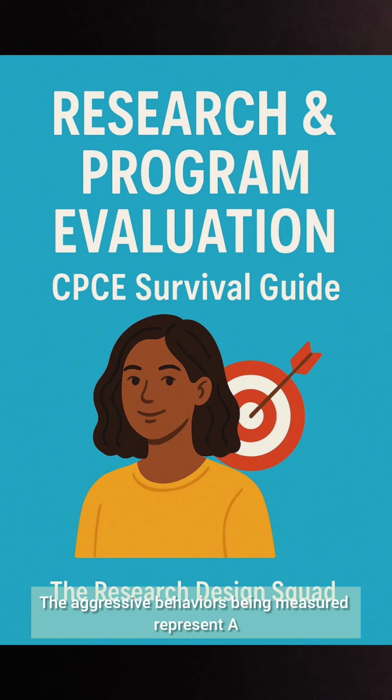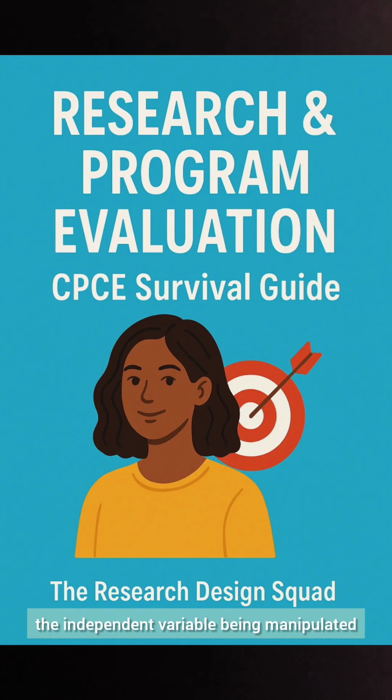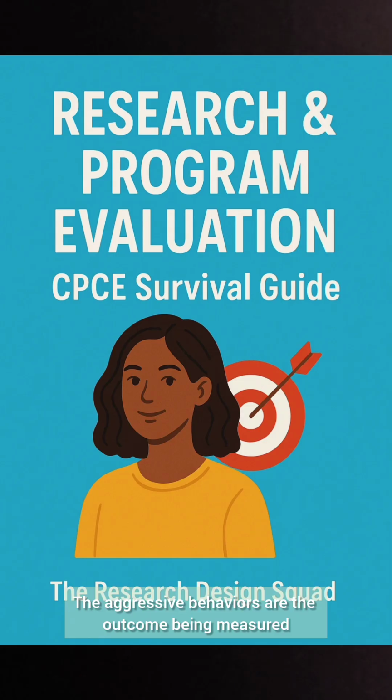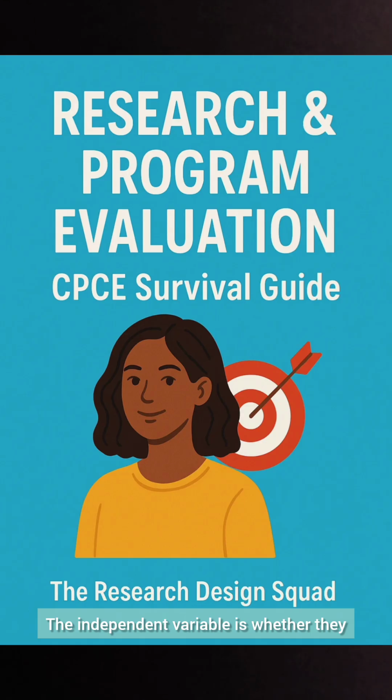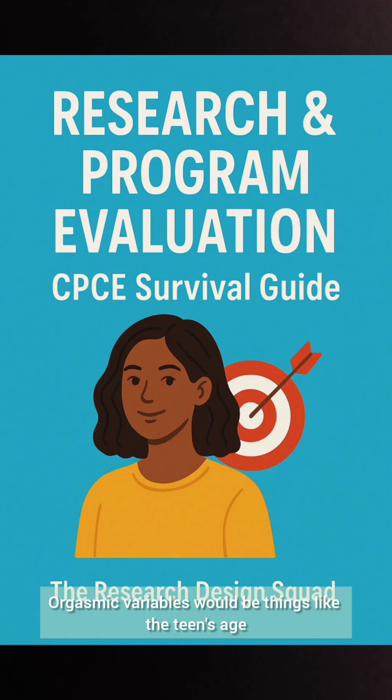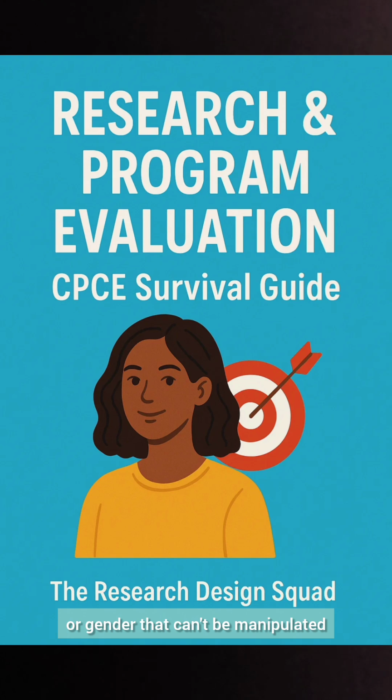The aggressive behaviors being measured represent: A, the independent variable being manipulated by the researcher; B, the dependent variable that may be influenced by the treatment; C, an organismic variable that cannot be controlled in the study. B, the aggressive behaviors are the outcome being measured, dependent variable. The independent variable is whether they got the treatment or not. Organismic variables would be things like the teen's age or gender that can't be manipulated.